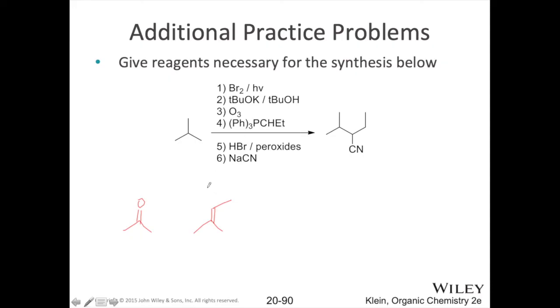So in the next step, we would do an anti-Markovnikov addition, where the bromine is going to attach to this less substituted carbon, right? If we just added HBr, the bromine would add here, because that would have been the more stable carbocation. But with the peroxides, we go through a radical mechanism, and we put the bromine over here, okay?